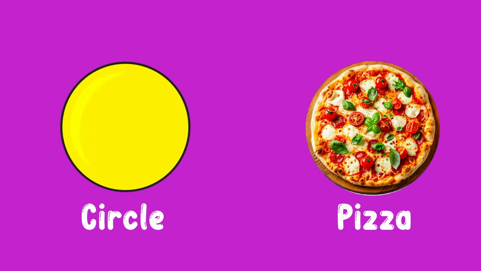First, the circle. It's perfectly round with no corners. Can you think of things that are shaped like circles? That's right, a pizza.